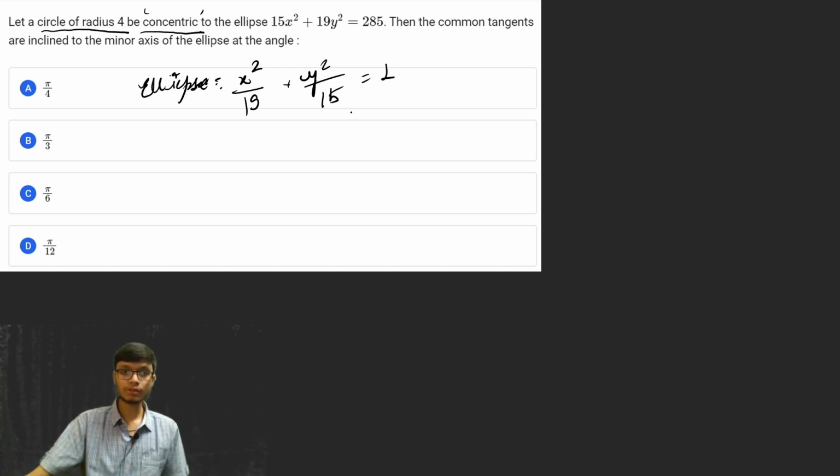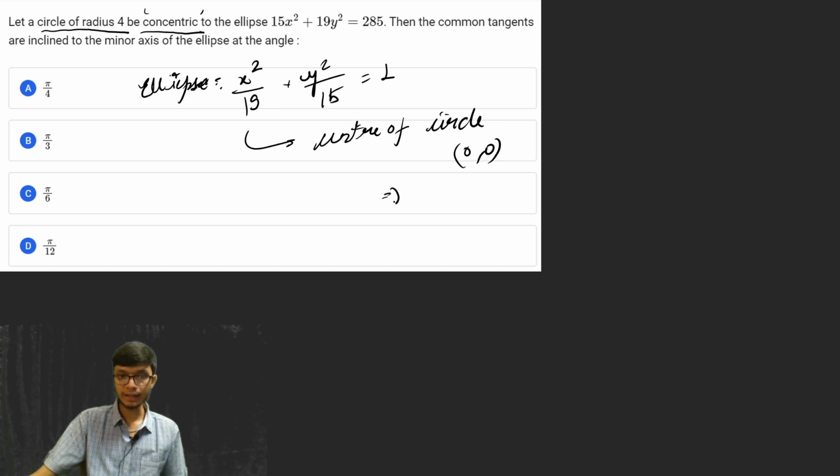So the equation of the ellipse is something like this, and the center of the ellipse is basically the center of the circle, and that is equal to 0 comma 0. The center of the ellipse is 0 comma 0, and the radius of the circle is basically equal to 4.